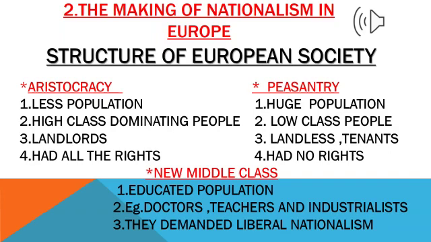Now, let's move towards the middle class people. These middle class people were an educated population, and included doctors, teachers, and industrialists. And they demanded liberal nationalism, because when you talk about the educated population, it is understood clearly that, children, they were the thinkers, philosophers too.